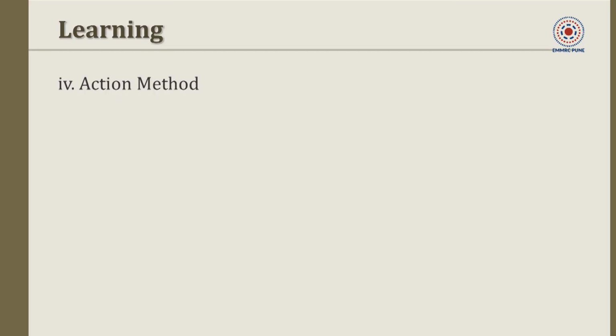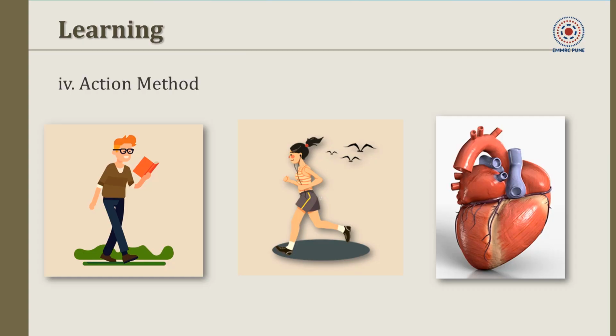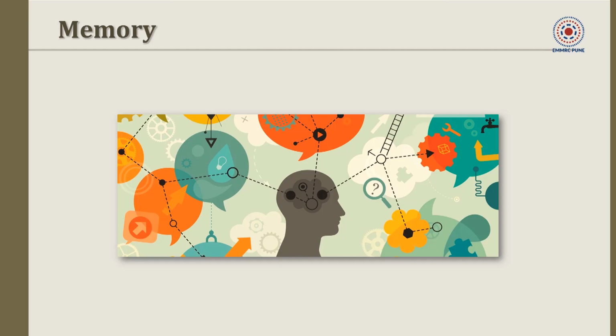4. Action method. This method involves physical activity. There are people who use movements of their own body to learn and remember information. For example, walking around while studying, listening to the recordings of lectures or notes while exercising, or making a three-dimensional model of the topic. Students may have preferences for a particular study method or may find it useful to use a combination of these methods to study. The next step in effective study habits is memory.